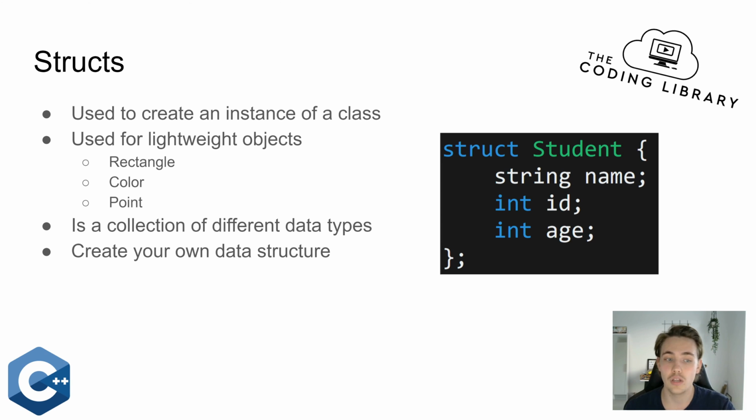So structs are used for lightweight objects, for example rectangles, colors, or points. And also if we have a student which has a name, an ID, and an age, or if we have a rectangle, it could have a size, like a length and a width, and then we can also have a point which has an x, y, and z coordinate. So they're used for lightweight objects and as a collection of different data types, and that makes you able to create your own data structure, where you have your own data that describes the structure that you're creating.